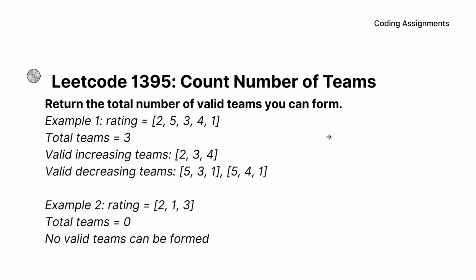We will have two examples to clarify my explanation. In example number 1, we have the rating array with values 2, 5, 3, 4, and 1. The total number of teams will be 3. Valid increasing teams are 2, 3, and 4, as you can see in the array. And the valid decreasing teams will be 5, 3, 1, and 5, 4, and 1. And for example number 2, the rating array will be 2, 1, and 3. The total number of teams is 0 because the array only has 3 numbers and it is not in increasing order or decreasing order.